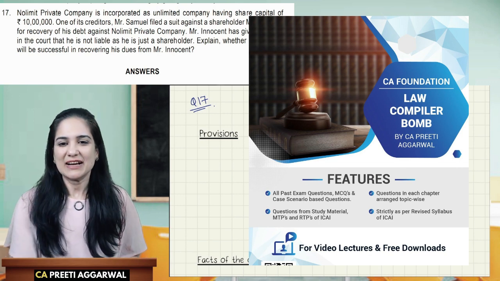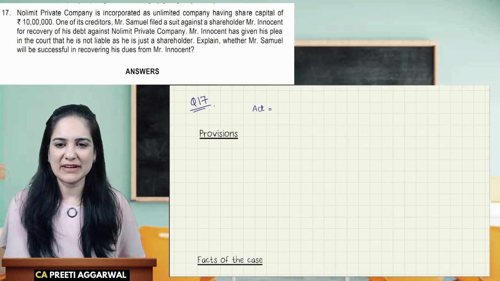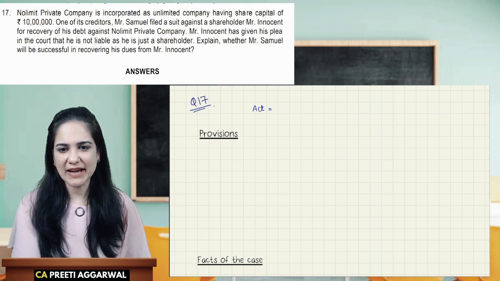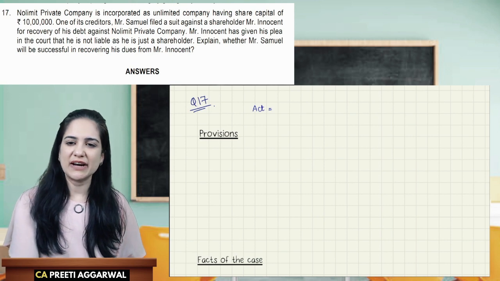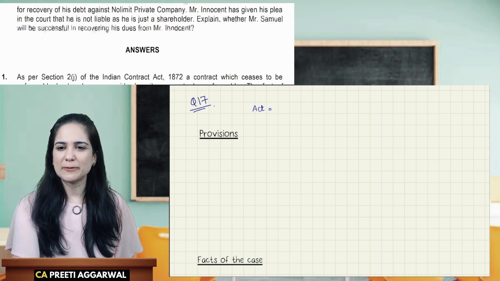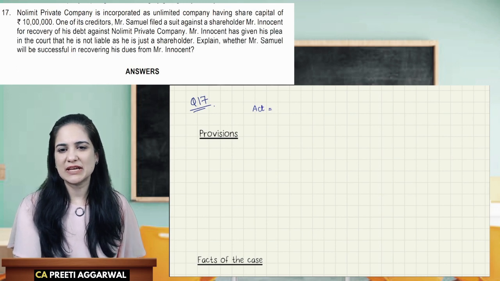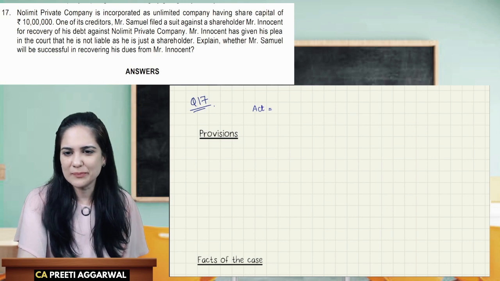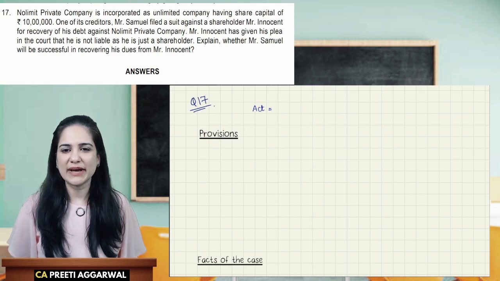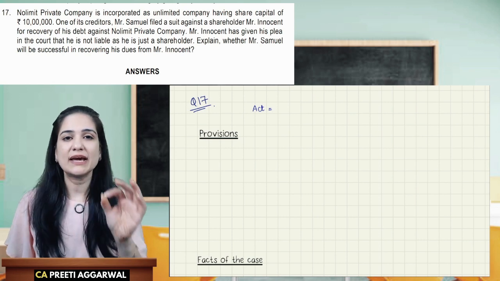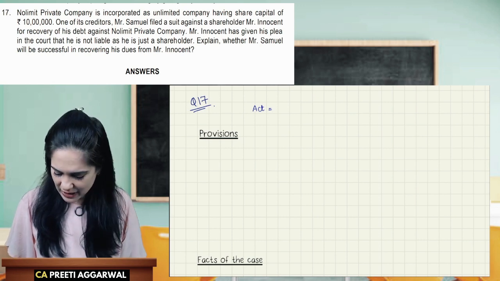Question 17. A private company is incorporated as an unlimited company having share capital of 10 lakh. One of the creditors has filed a case against the shareholder, Mr. Innocent, for recovery of debt. Mr. Innocent has given his plea in the court that he is not liable as he is just a shareholder. I totally agree with him. Explain whether Mr. Samuel can be successful in recovering the dues from Mr. Innocent. Not possible. In case of an unlimited liability company, what will happen?